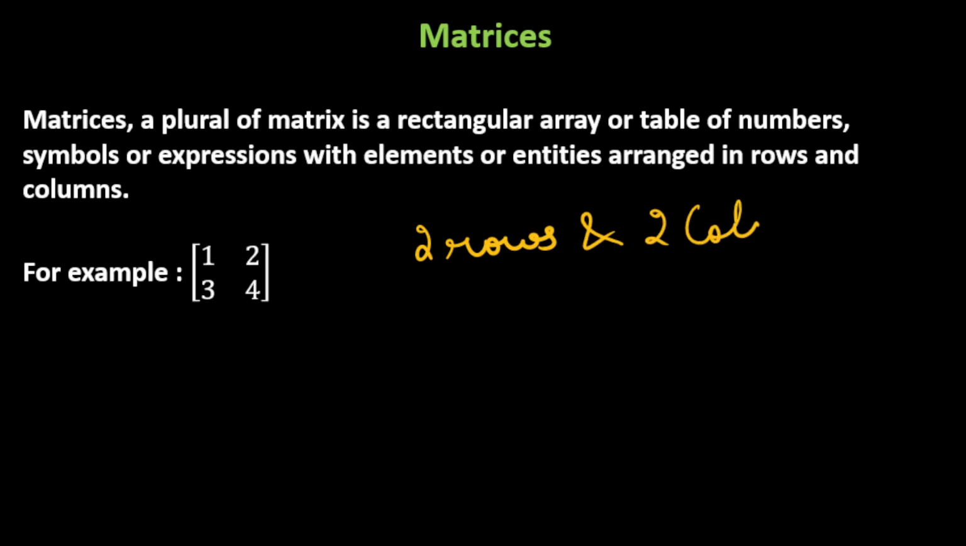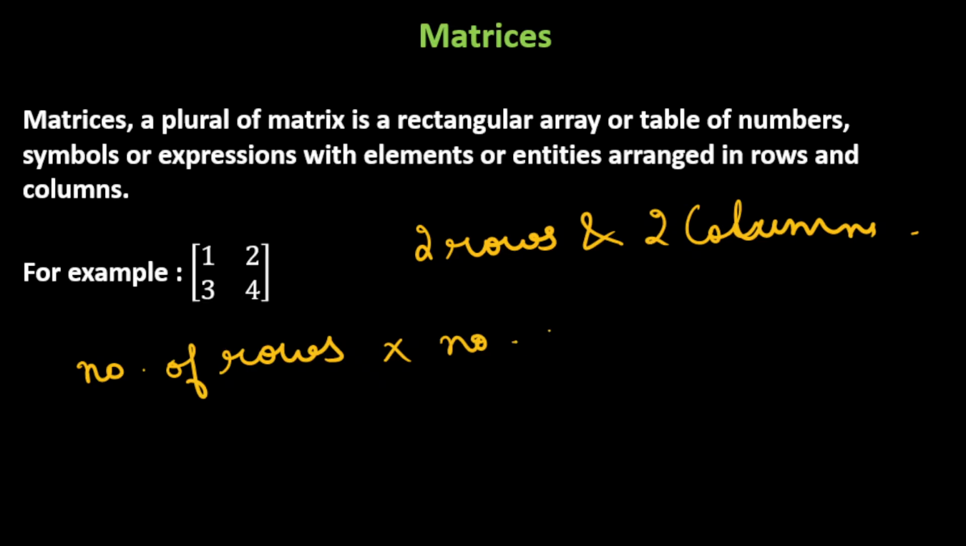Rows and columns can be different also, but in this example, I have given you 2 rows and 2 columns. So when we multiply the number of rows into the number of columns, then we will get the order of the matrix. This is equal to the order of the matrix.